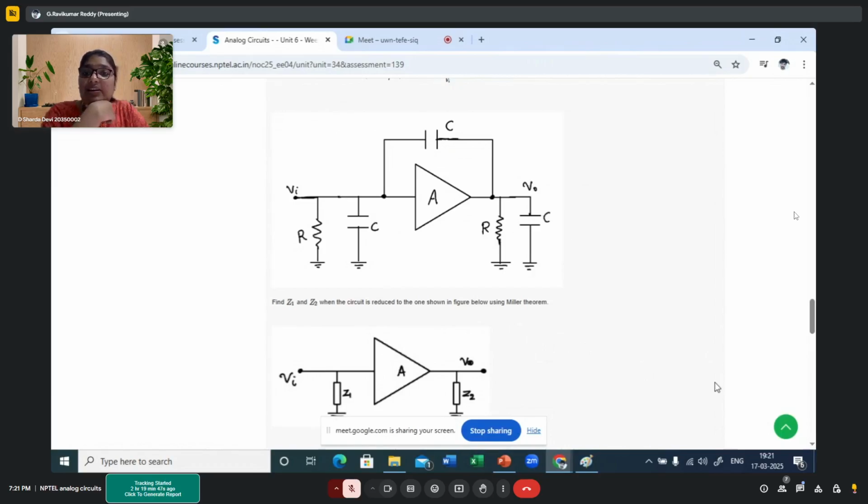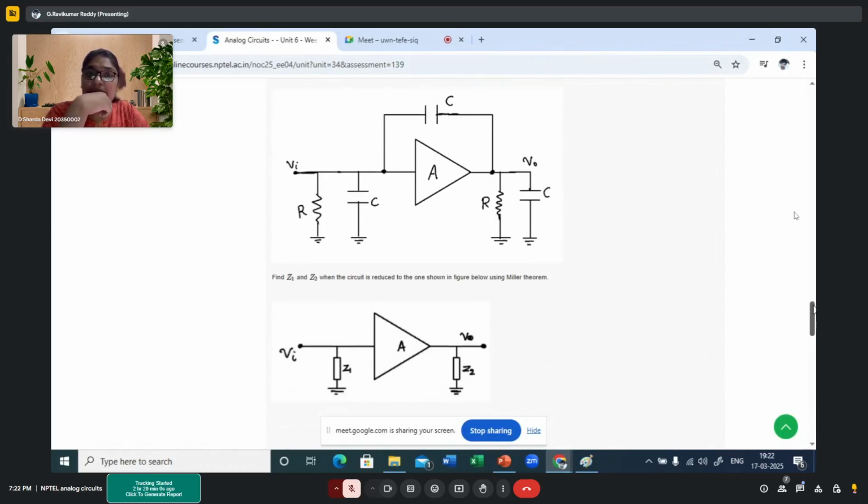Okay, this circuit. What do I have to do? They're asking Z1, Z2, madam. Right, so here you have to use Miller's concept. Yes, madam. So what is the doubt there? How to find it, madam? I got a different solution from what they have given in the solution. So what are they giving in the solution and what is it that you are finding?